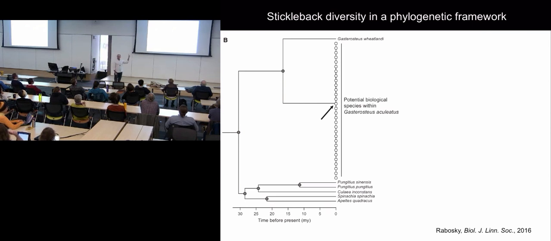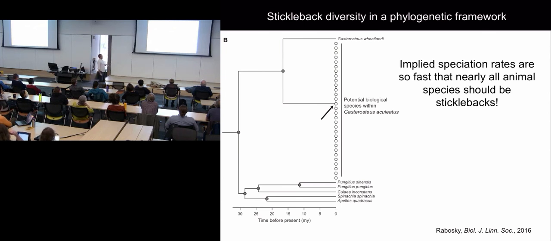I want you to pay attention to the shape of this, because this is a very interesting looking phylogeny. What you can see here is that you have these deep divergences going back in the tree. But then if you look right towards the present, you can see this explosion of diversity where the divergences are so shallow that you can't even see branch lengths, because all these populations are less than 20,000 years old in terms of their origins. If you were to take this phylogeny and estimate rates of species formation from it, the speciation rates are so fast that almost every animal species would be a stickleback.